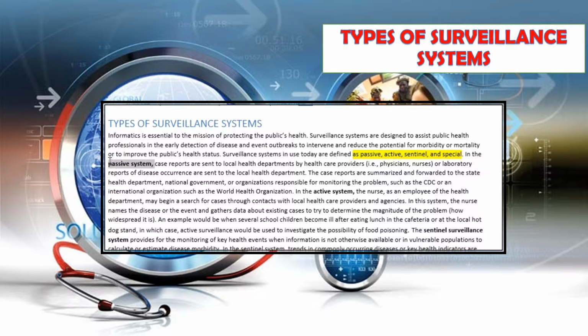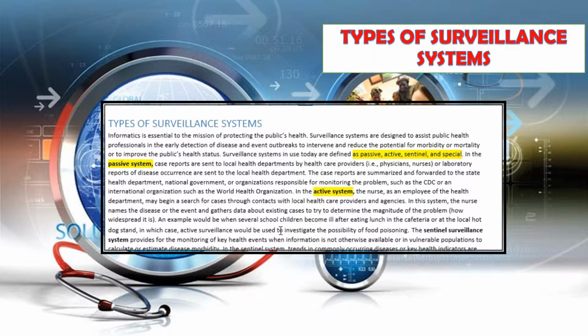Okay? In a passive surveillance system, case reports are sent to the local health department by the healthcare provider or physician or a nurse, or lab reports of disease occurrence are sent to the local health department. So that's a passive system. Case reports are summarized and forwarded to the state health department after they leave the local health department, and they're reported to the national government or organization responsible for monitoring that problem if it needs to go to the CDC or the World Health Organization. In a passive surveillance system, you just prepare a little report saying we have something going on here that probably needs to be noted. Okay? Flu cases and different things like that.